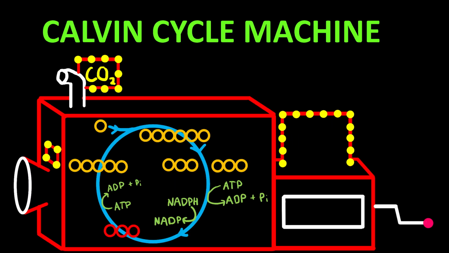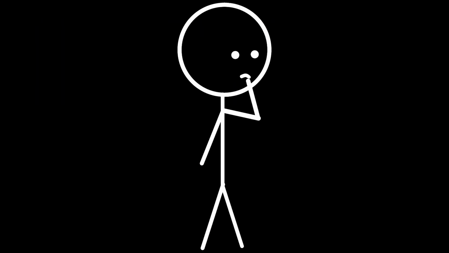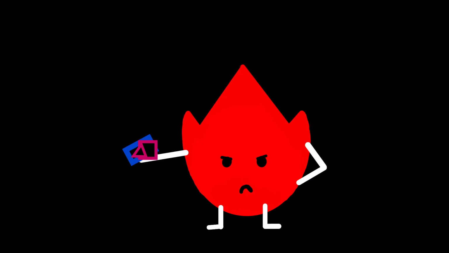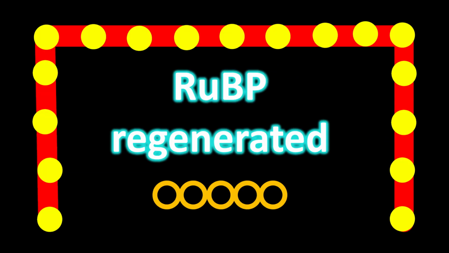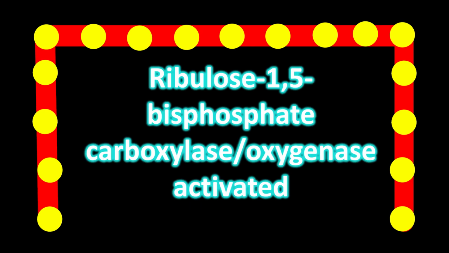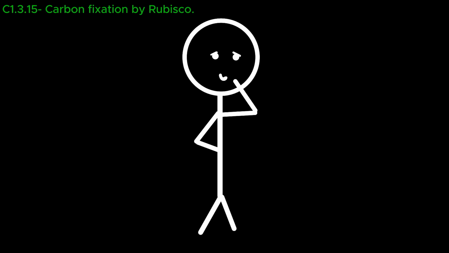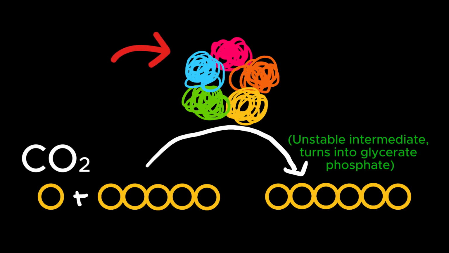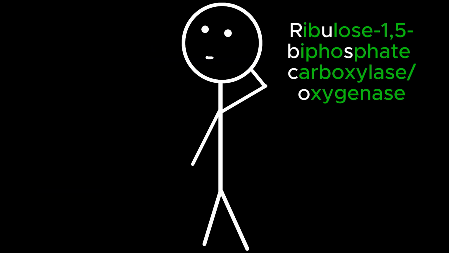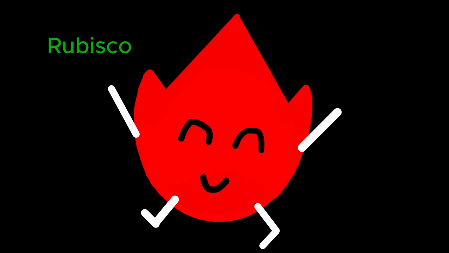Fine. Insert ATP. Oh, and these can be reused. Put them with the thylakoids. Ribulose biphosphate regenerated. Ribulose 1,5-biphosphate carboxylase oxygenase activated. What was that name? It's the name of the enzyme that fixes carbon dioxide to ribulose biphosphate. It's also called Rubisco. Ah, Rubisco is a much better name.